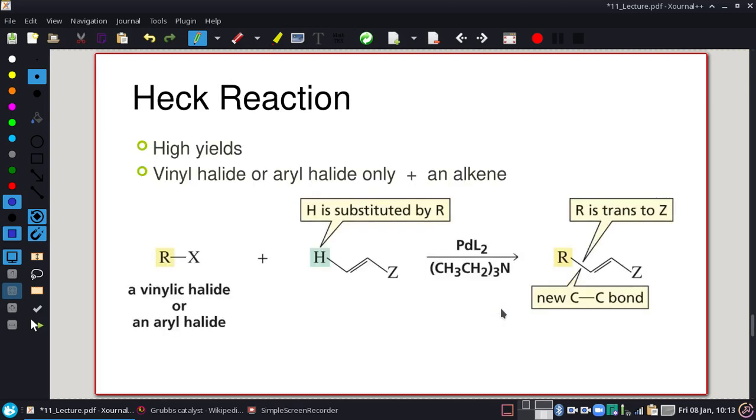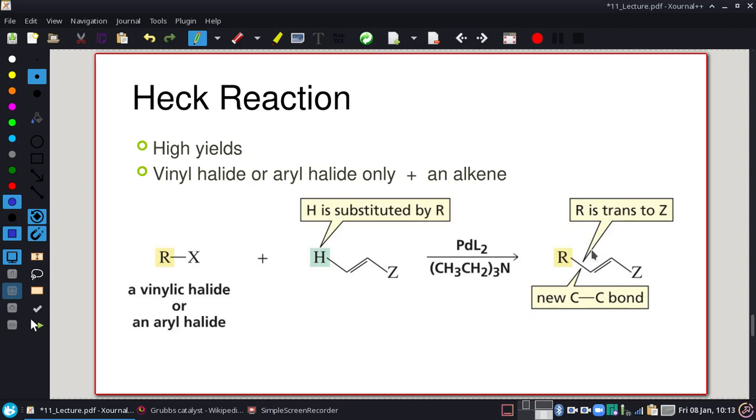Well, the next of these new ones, done by Heck, it's still high yields, but what we're changing now is instead of having an organoborate type thing, it really is just a halide with a vinyl halide or an aryl halide. So it's just a halide near a double bond. Now, similar palladium-based catalyst, but now we'll have this triethylamine, and we're going to create a new bond.